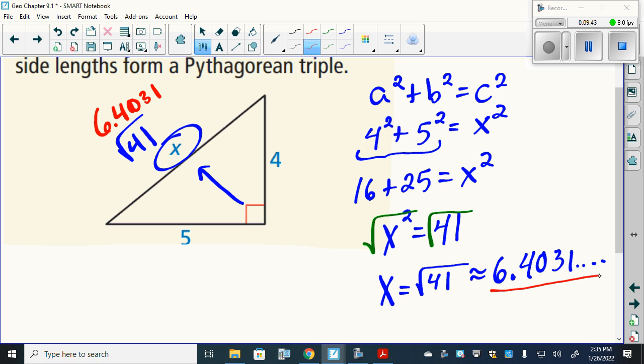So this decimal answer that we get is a non-repeating, non-terminating decimal. It's an irrational number. So can we say that these side lengths are a Pythagorean triple? No. Because we don't have integers. We have side lengths that are decimals. It's not going to be a Pythagorean triple. All right, guys. Any other questions on this one here?